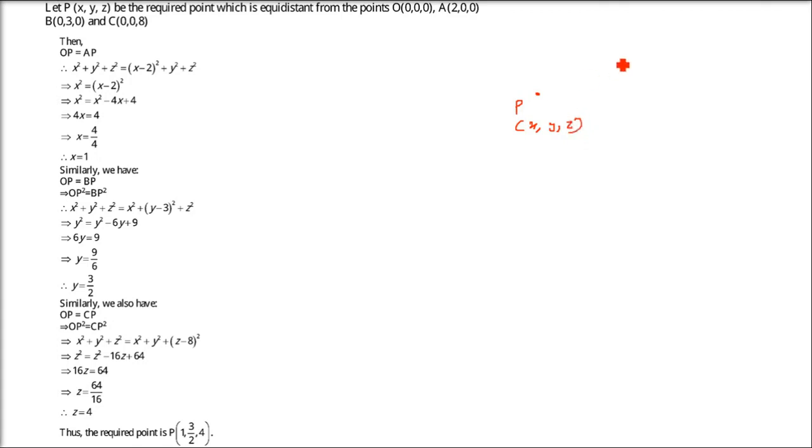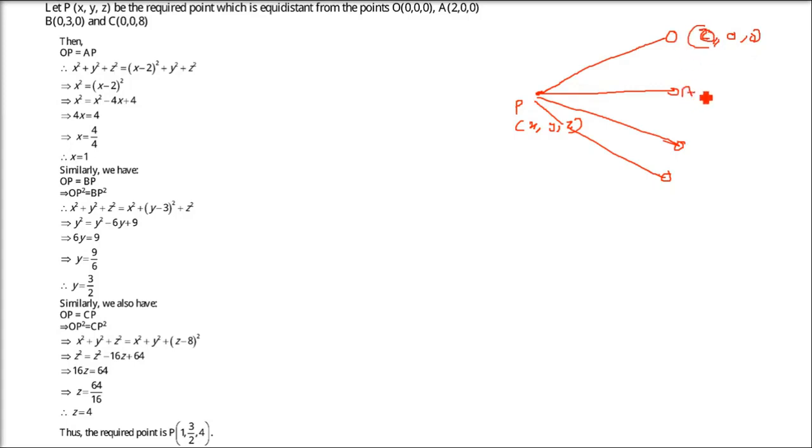Now it is equidistant from O, A, B, C. O is the first point, this is point A, then you have point B, and then point C. What is the O point? First is 0, 0, 0, the origin. The other one has only an X coordinate, 2, 0, 0. The third one has only a Y coordinate, 0, 3, 0. Then the fourth one has only the Z coordinate.